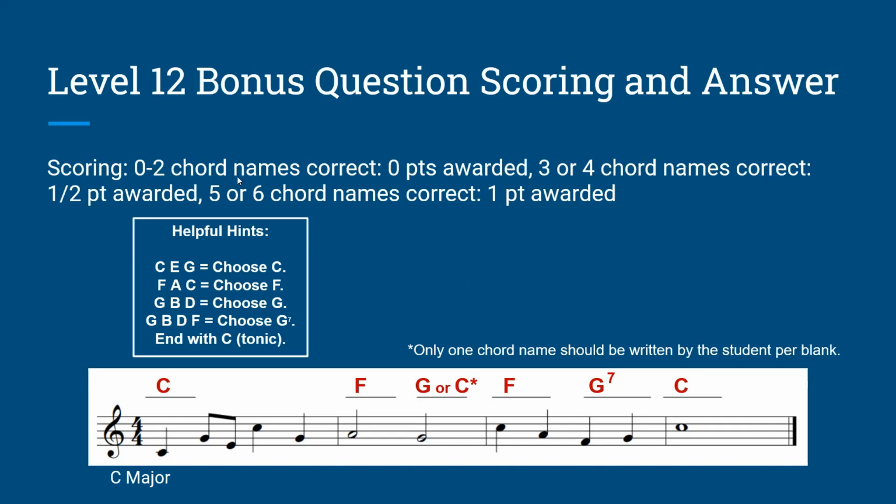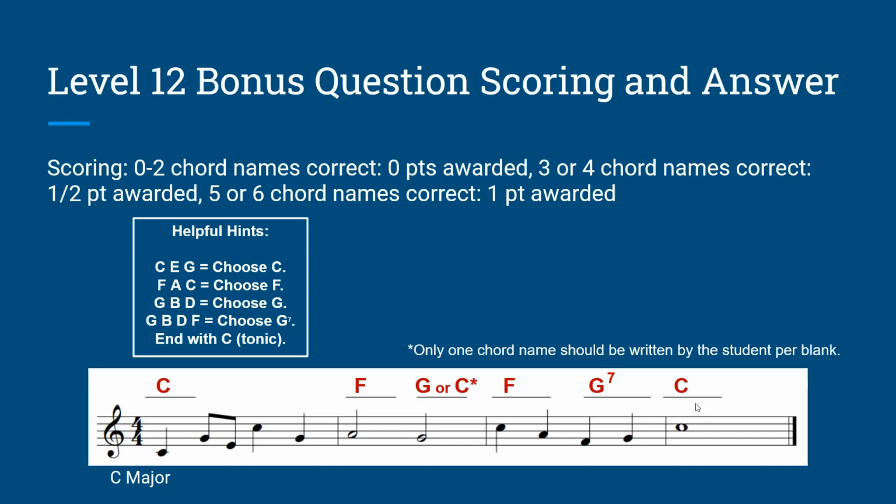When you have 0 to 2 chords named correctly, they will not get any points awarded. 3 or 4 chords named correctly will earn half a point, and 5 or 6 chords named correctly will be 1 point awarded. So we're trying to give them some leeway in there. They don't have to have all 6 correct. They can have 1 wrong and still get 1 point.